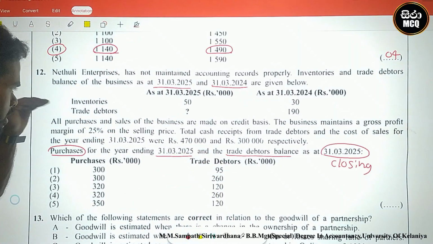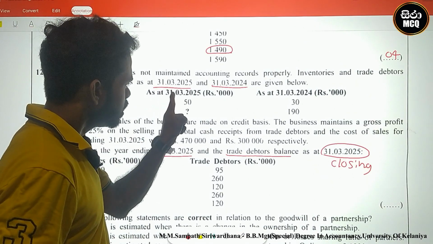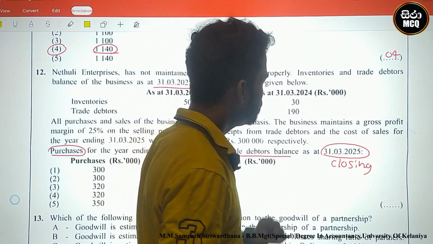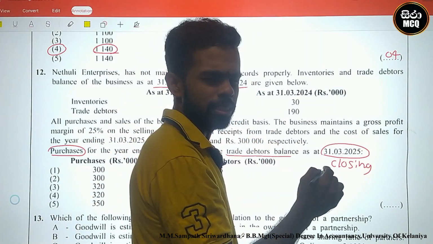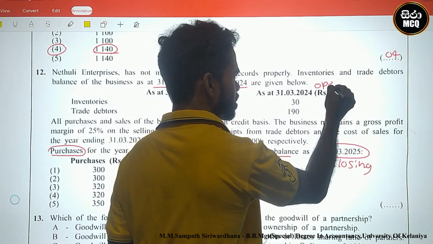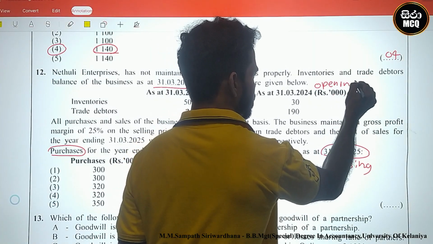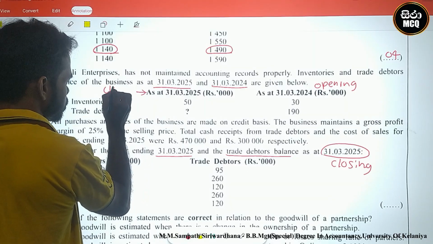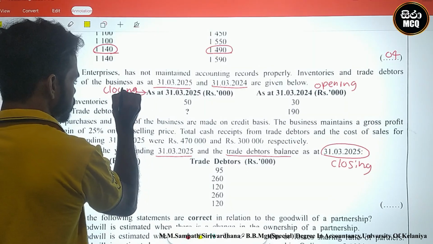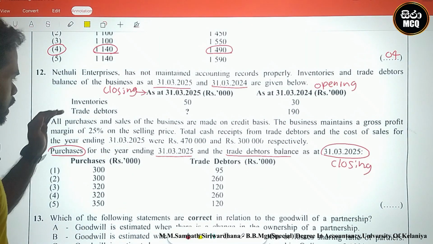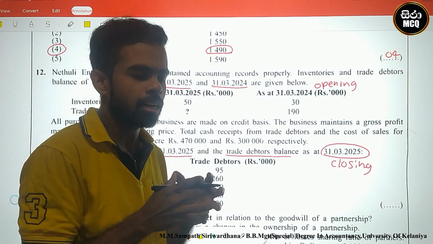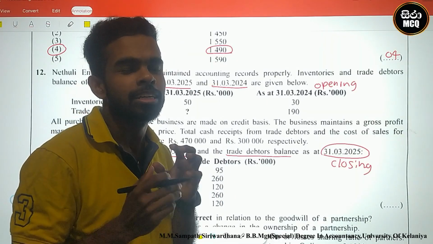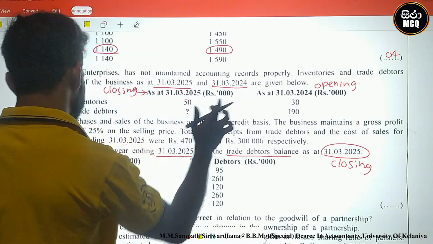Look here, inventories and trade debtors as at 31st March 2025 and as at 31st March 2024. 2024 is old, therefore this is the opening balance. What is the closing? Closing is 2025. This is the closing. Therefore, inventories are identified in both opening and closing, for the cost of sales. Therefore, 50 and 30.